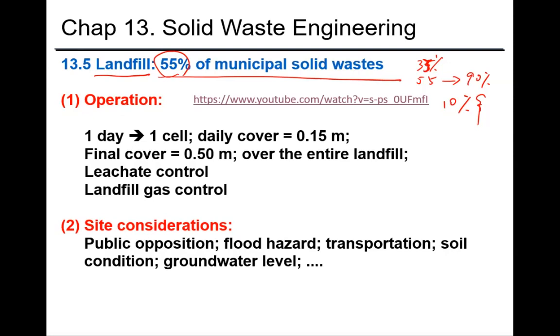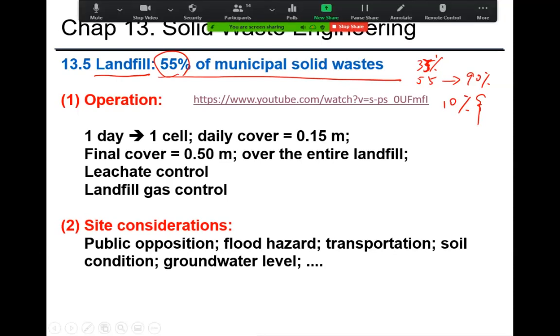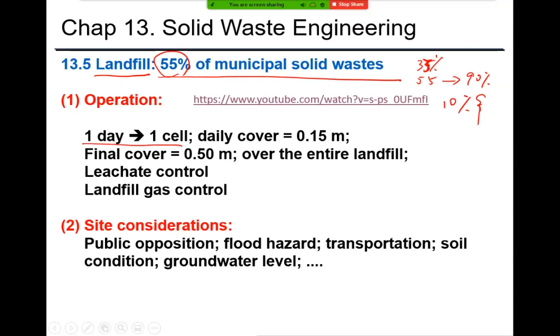So as I said, for the design of the landfill, you have this cell structure, right? Each day, people will fill one cell. And then after each day, you're going to cover it with a layer of soil, right? This is to prevent the wind from scattering the solid waste away. Finally, at the top, we're going to have this final cover, which is a thicker layer of soil that's going to further cap the trash down below. So in terms of control, we have the leachate control.